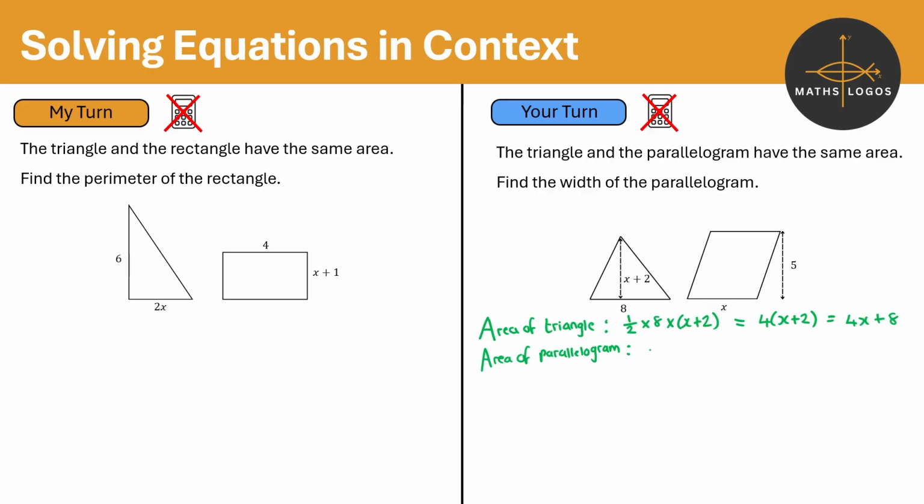The area of a parallelogram is the base multiplied by the perpendicular height, so that would just be 5x. And it says the triangle and the parallelogram have the same area, so I need to let those be equal to each other. So 4x add 8 is equal to 5x. Subtract 4x from both sides. Well, that leaves you with this. X is equal to 8. I'll just restate it left to right. Then says find the width of the parallelogram. Well, that's nice and easy because the width is just x and we've worked out that x is 8.